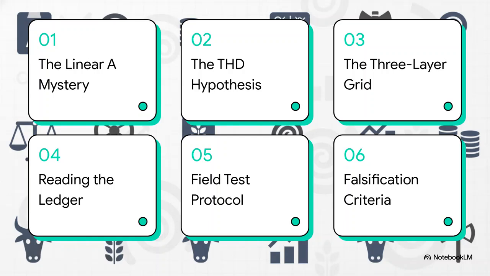Here is our quick agenda for this explainer. First, the Linear A mystery. Second, the THD accounting hypothesis. Third, the three-layered grid. Fourth, breaking down the ledger. Fifth, how to test the theory. And finally, falsification and future proof. Basically, we're going to treat this ancient script not like a lost poem, but exactly like a modern corporate spreadsheet.